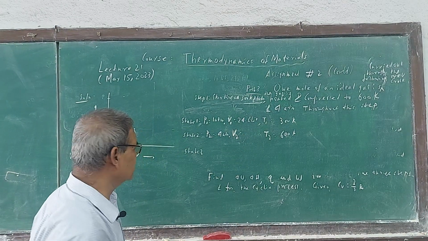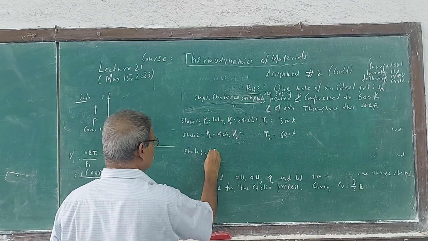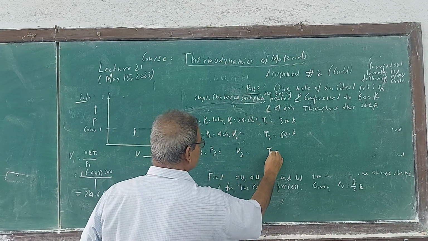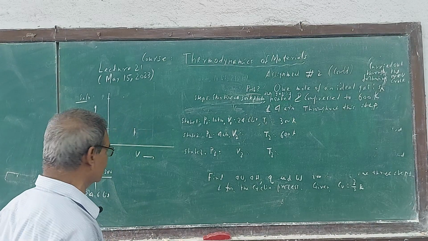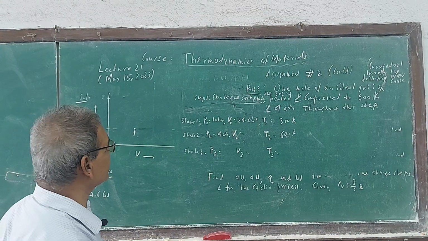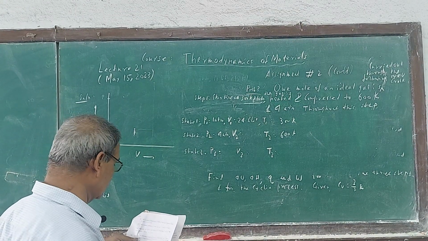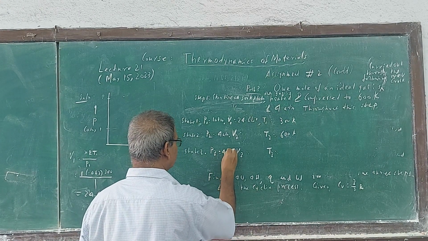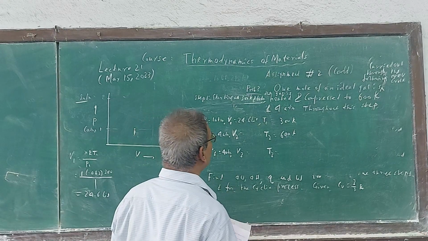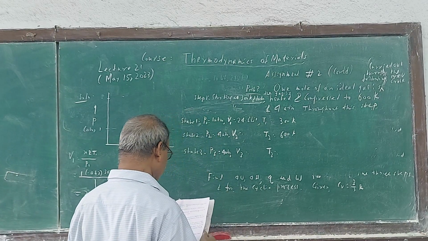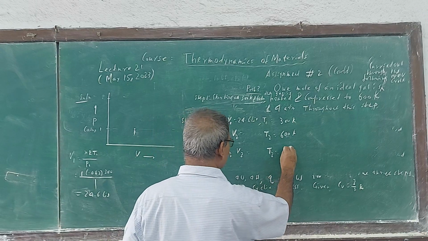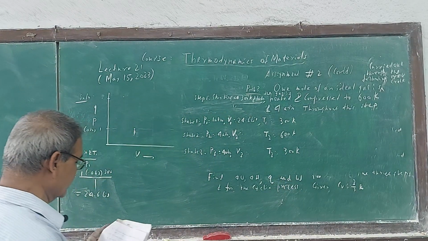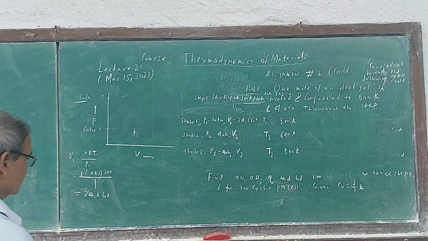Then P3, V3, T3. What is the third step? Constant pressure, which means 4 atmosphere, and the gas is cooled to 300 Kelvin. At constant pressure, what is the volume V3? Let us do this quickly.